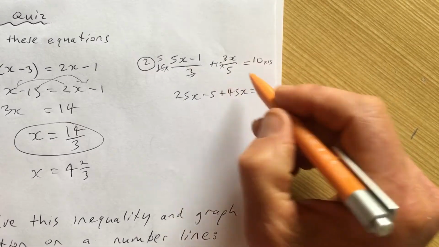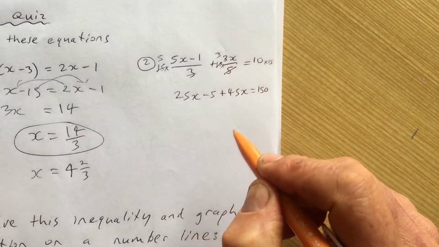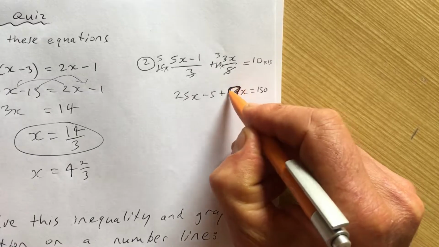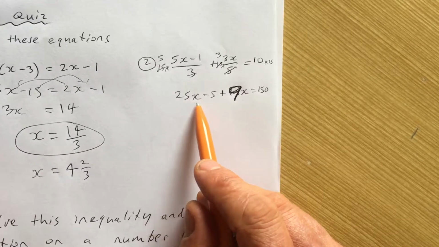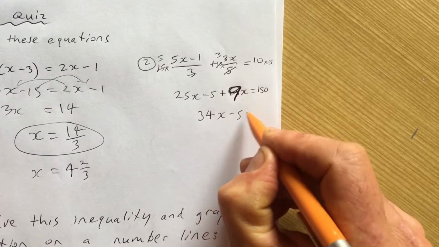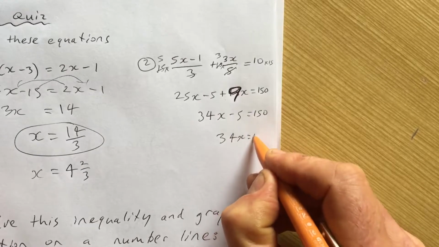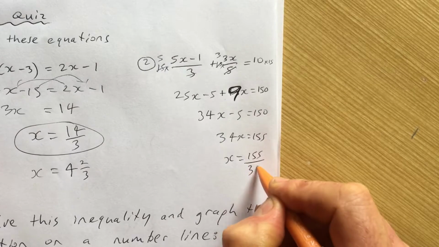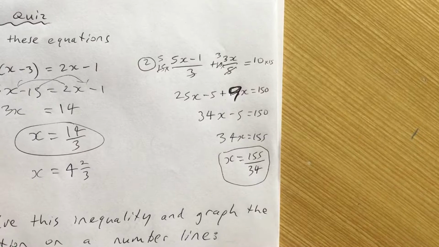Sorry, you've got to cancel the 5 and the 15, giving you 3, and then you go 3 times 3 and get 9. Just testing, seeing if you're awake. So now we've got 25x plus 9x, so what's that? 34x minus 5 equals 150. Add the 5 over the other side, divide by 34. So it's 155 over 34. Not very nice, but of course you can see I just made it up.